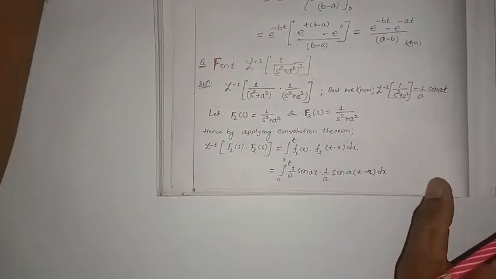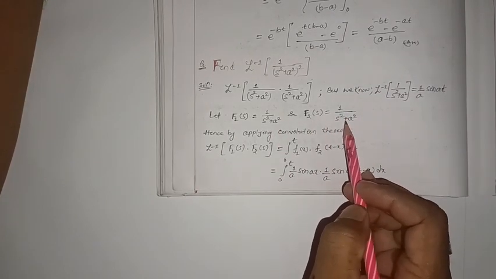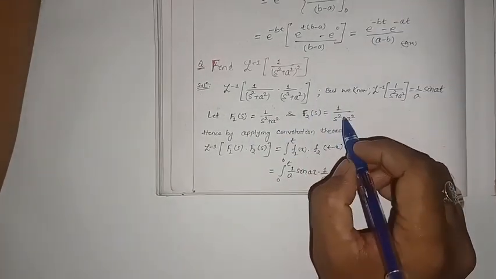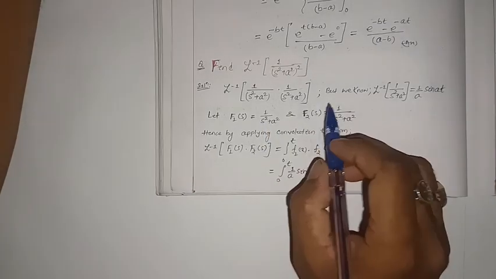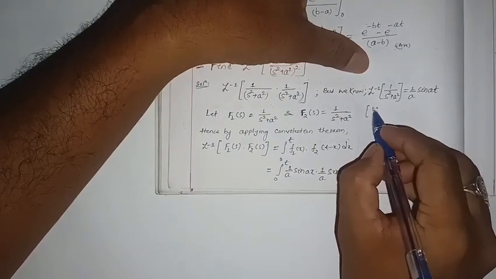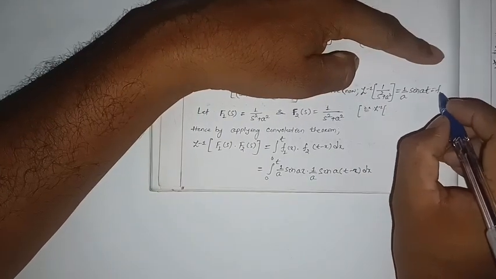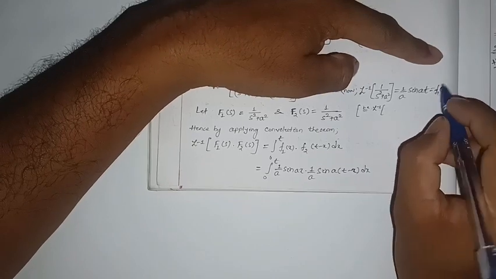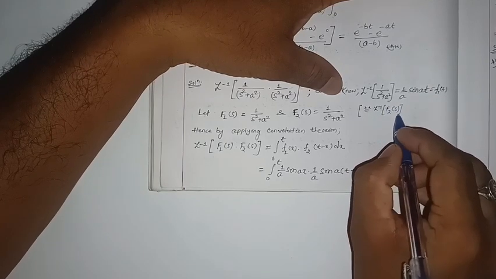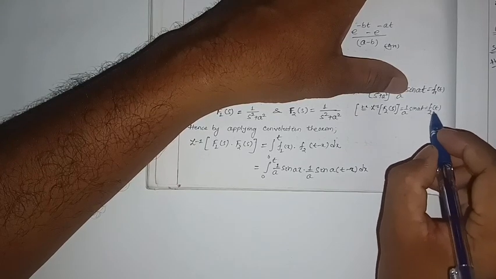Now these two terms are the same. Let F1(s) be 1 by (s squared plus a squared), and F2(s) also 1 by (s squared plus a squared). So the inverse Laplace transform of this one will be f1(t), and the inverse Laplace transform of F2(s) will be f2(t), and in both cases the answer will be 1 by a sin at. That means here I am going to write the inverse Laplace transform of F1(s), this is your small f1(t), okay, and the inverse Laplace transform of F2(s) also is 1 by a sin at, which is nothing but small f2(t), right?